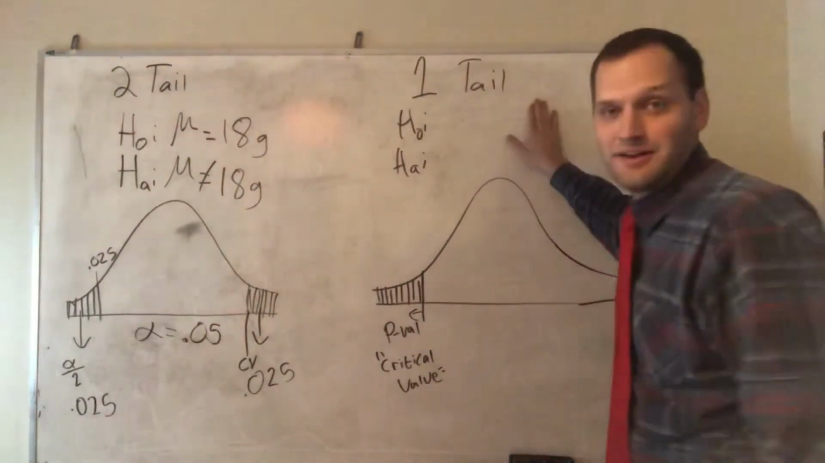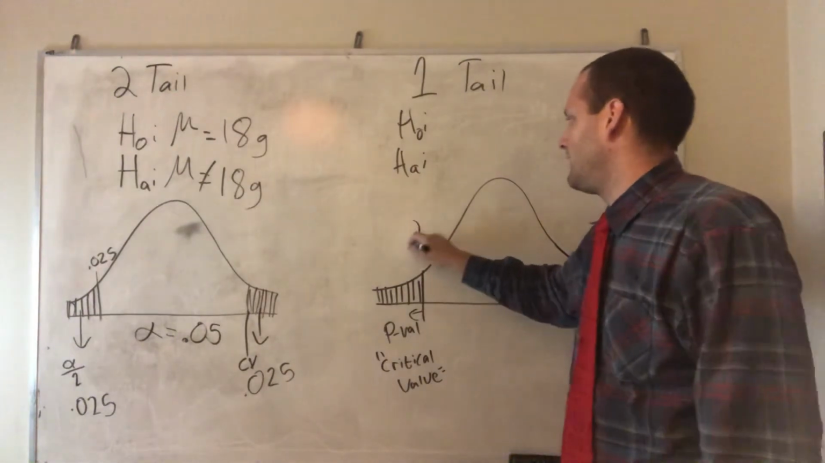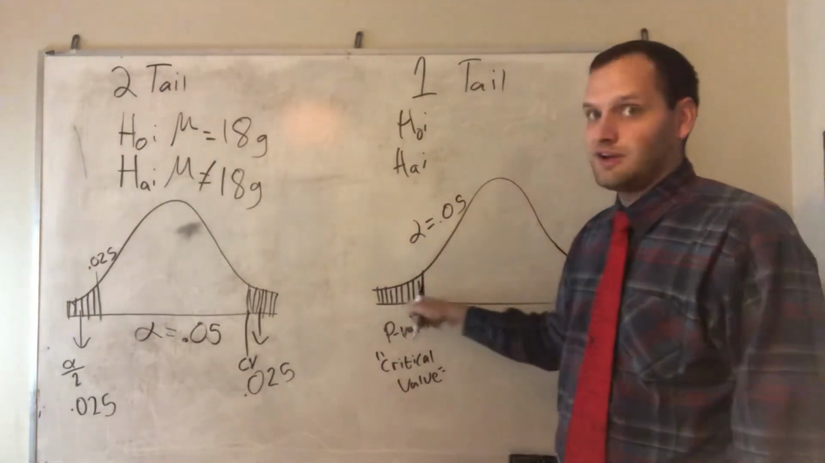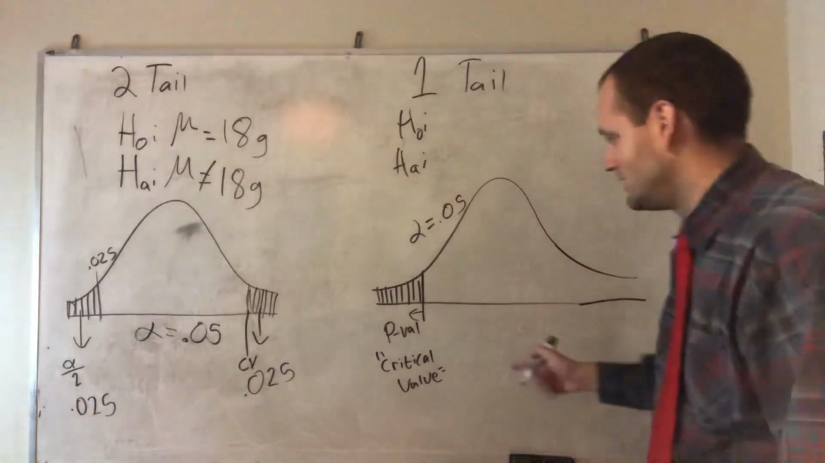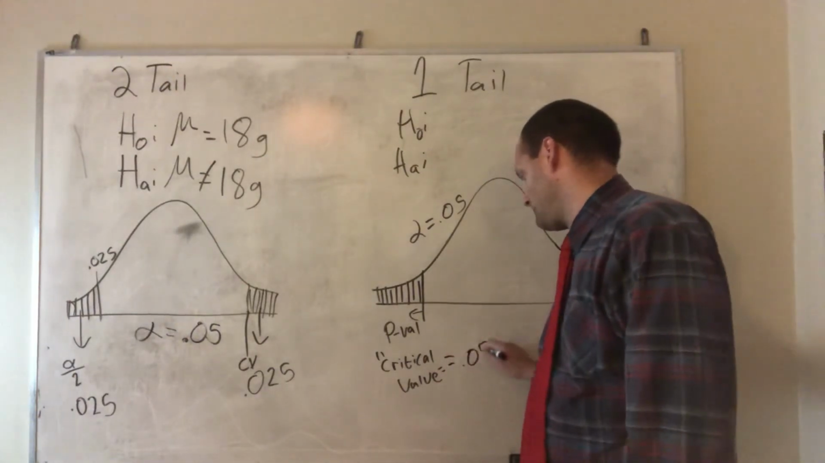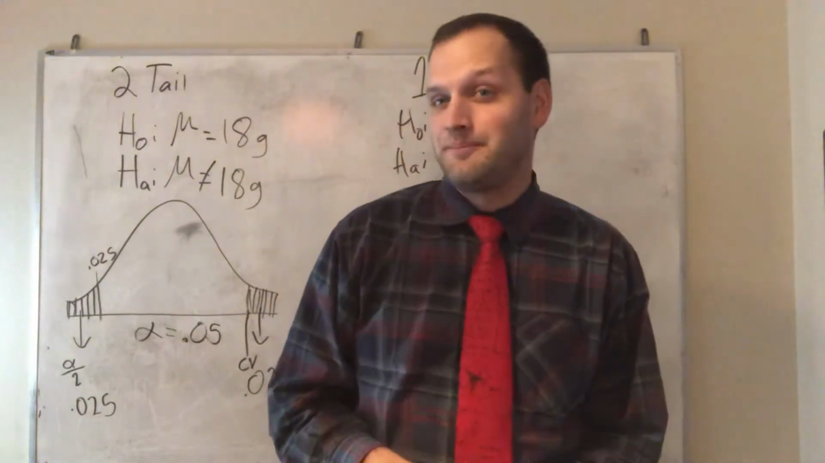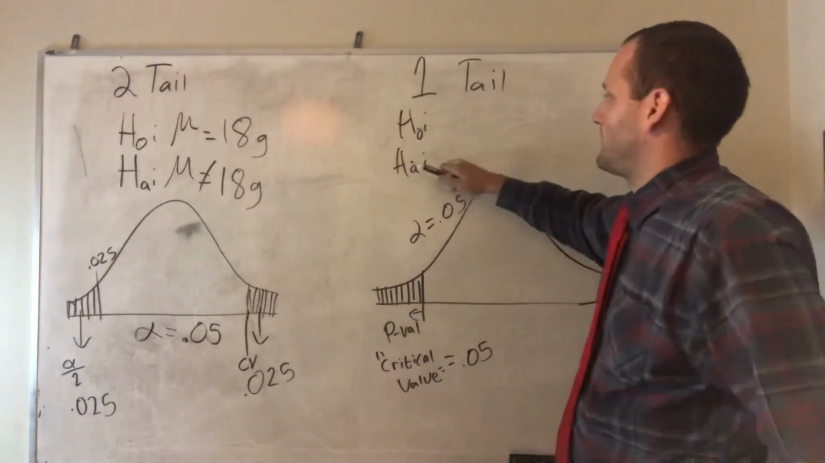When you're doing a one-tail test, this whole area has to equal whatever your alpha is. If alpha is 0.05 again, well, this whole area has to be alpha, so it's not like it has to be split between two. In this case, your critical value is still 0.05. Okay? So if it's a two-tail test, there's an extra step you have to take. And it's all based off whatever the alternative hypothesis is.